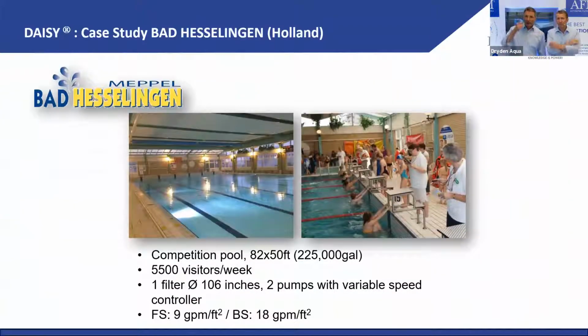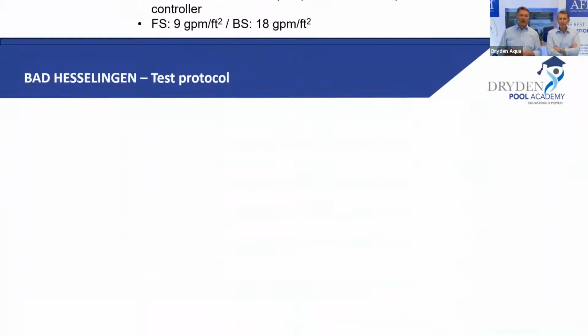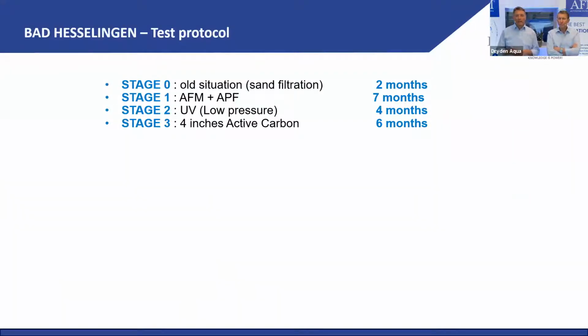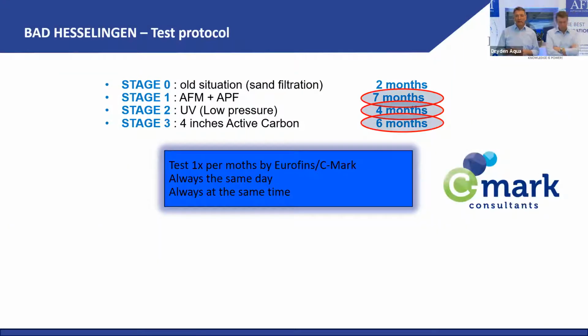Okay, here a case study, Bad Hesselingen, and this is really our main test pool. It's in the Netherlands. It's a 25-meter pool. What is this, 50 feet? 25 yards. Yeah, a big pool, 5,500 visitors. And here we ran the system still in the old situation, that was sand with flocculation, for 2 months and took all the data. And then we ran it with AFM and APF for 7 months.